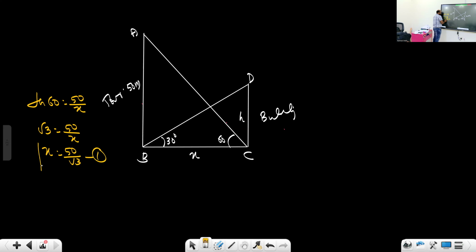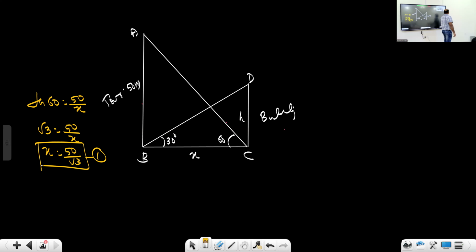If you people are getting 30 and 60 you will be lucky, calculation complication won't be there. But if 45, 60, 45, 30 is coming, it will be complicated.